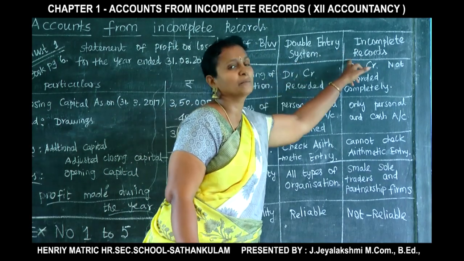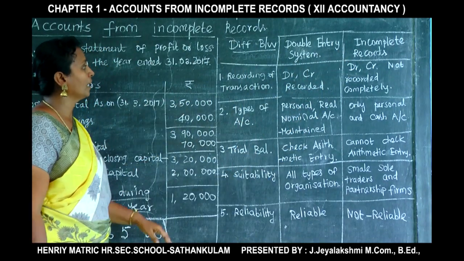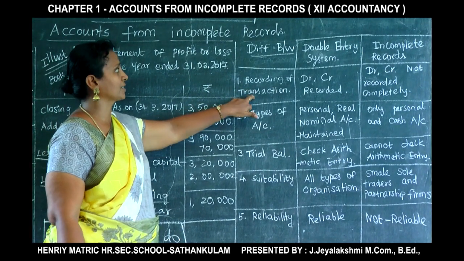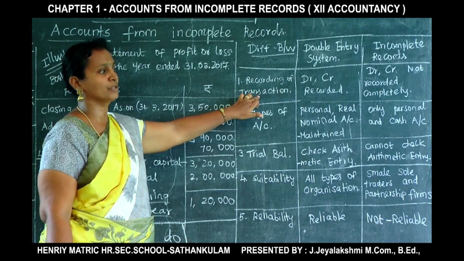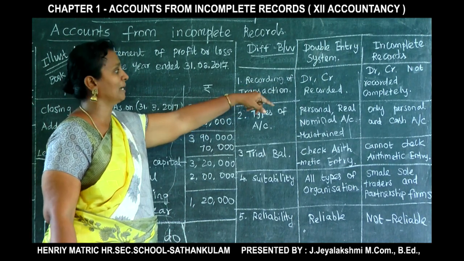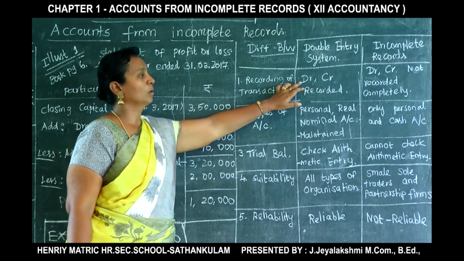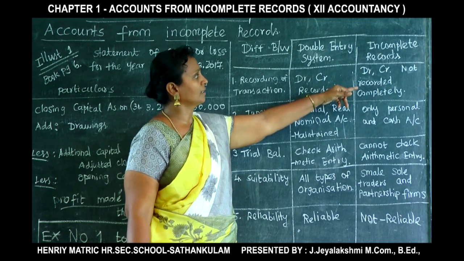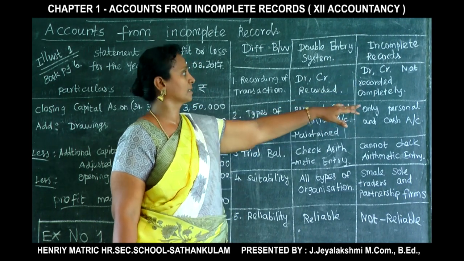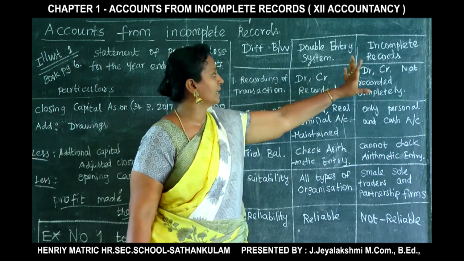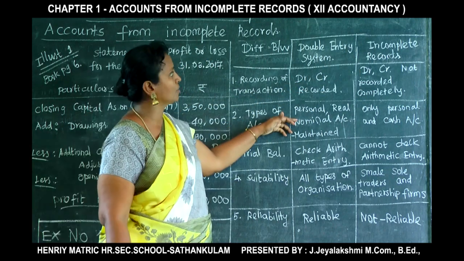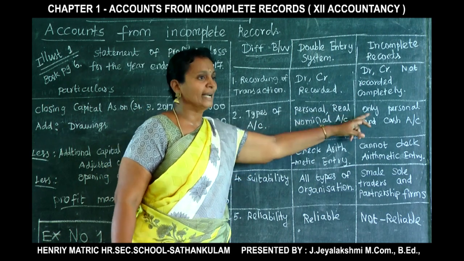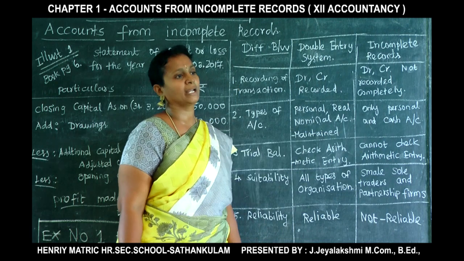Double entry system and incomplete records we are going to learn. First thing, recording of transactions. In the double entry system, we record both the debit and credit aspects. Here, in incomplete records, debit and credit are not completely recorded. Second, types of account. In the double entry system, personal, real and nominal accounts are maintained. Here only personal and cash accounts are maintained.